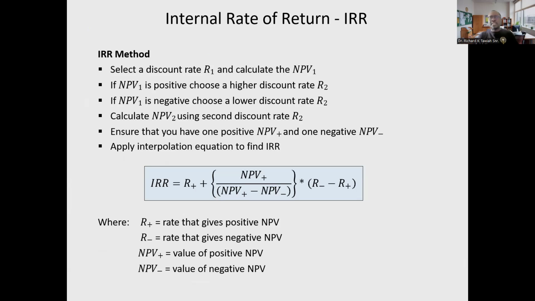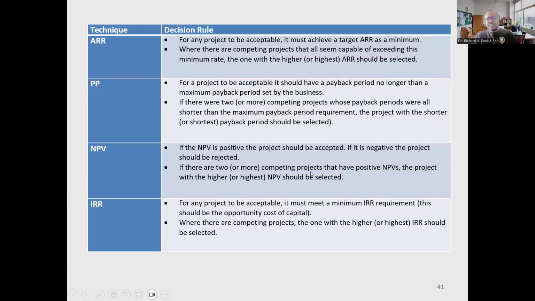And anytime you get these calculations, that's why I said it's a trial and error method. Make sure you get one positive NPV and one negative NPV. Then the calculation will be easy for you. Then you slot it into this, and like I said, you multiply by the bigger rate minus the smaller rate. You don't end up getting a negative rate. Be careful. Don't get a negative rate. So I think that's it.